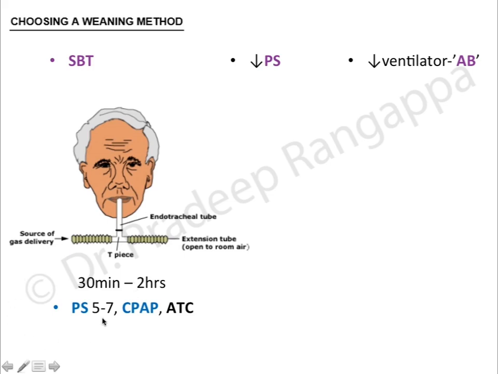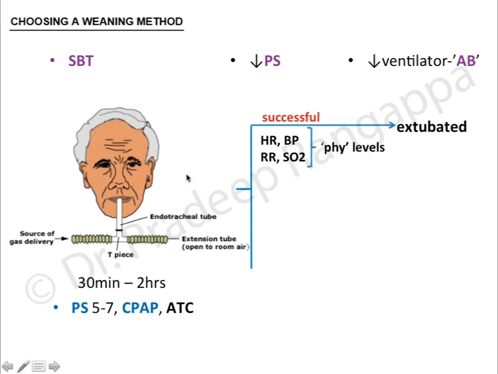If you are using pressure support or gradual reduction in pressure support, you would try to bring down the pressure support to 5 to 7 and try to ascertain if they are okay to be extubated, or you put them on a CPAP, or the Puritan Bennett ventilators have automatic tube compensation, which also could be utilized for the weaning to happen. Once they satisfy these criteria for 30 minutes to 2 hours, and are able to maintain their normal vital functions, normal heart rate, blood pressure, respiratory rate, and saturation, then the trial is called successful, and you would extubate them.